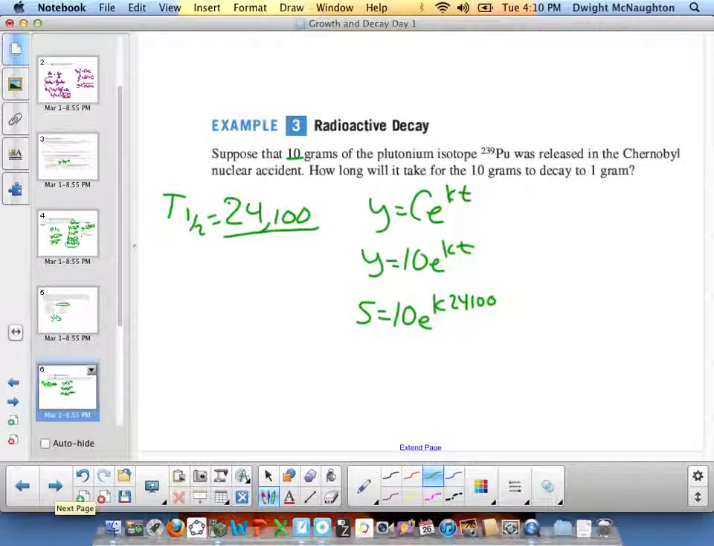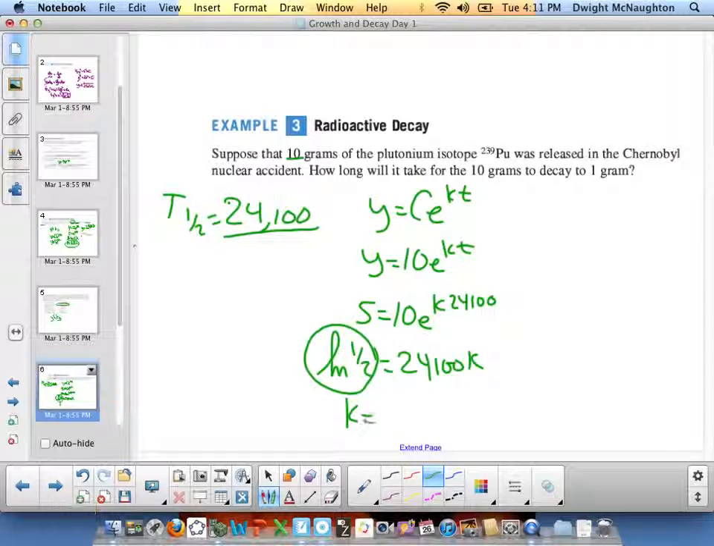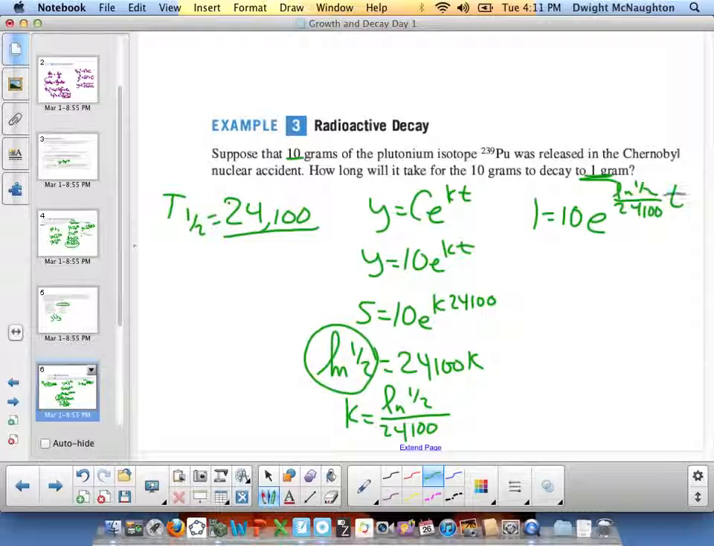Divide by 10, take the natural log. Natural log of 1/2 equals 24,100k. You're going to find for half-life, this number is always involved, natural log of 1/2. So k is the natural log of 1/2 divided by 24,100. And if you want, you can estimate that out and stick it into your equation. But for 1 gram to be left, we got 1 equals 10e^(kt), which is natural log of 1/2 over 24,100 times t. Divide by 10.